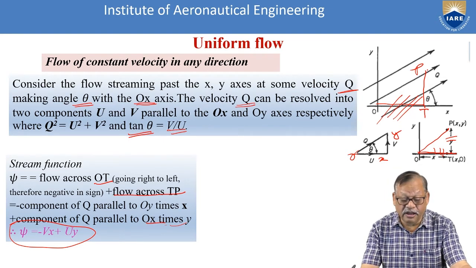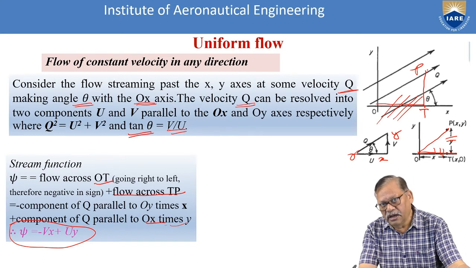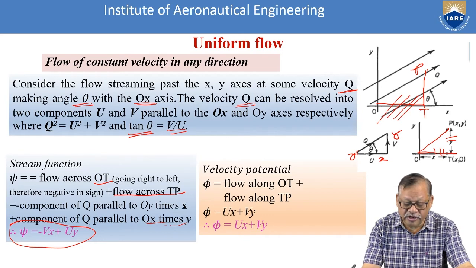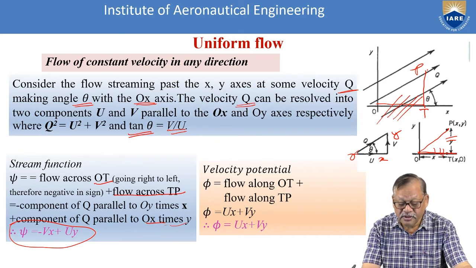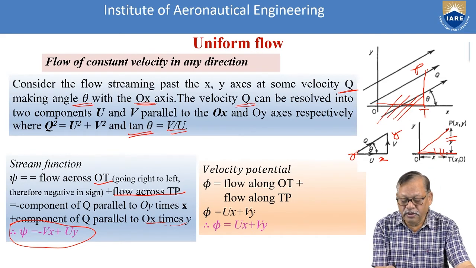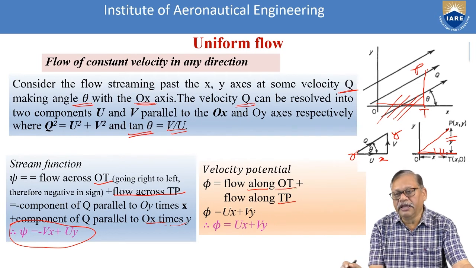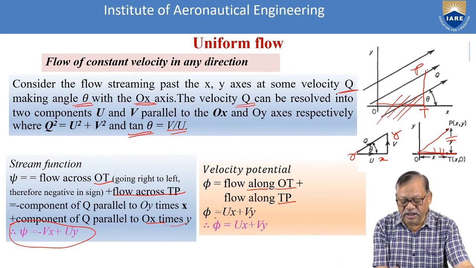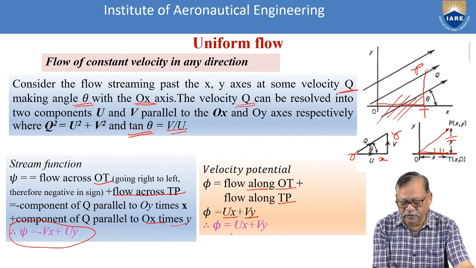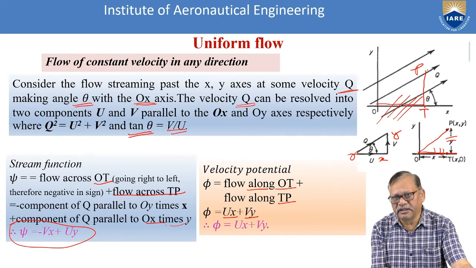In the same way, if we now consider the velocity potential, the velocity potential phi will be equal to the flow along OT plus the flow along TP. If we add it, in the same way phi will be equal to Ux plus Vy. So therefore we know that phi will be equal to Ux plus Vy.